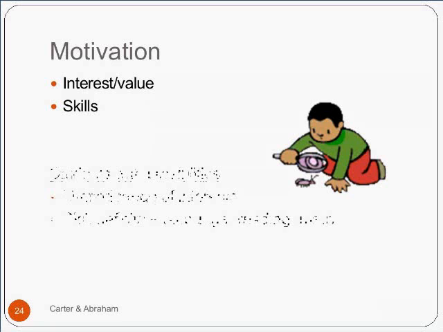Okay, the next topic is motivation. Your kids with disabilities will probably struggle with motivation for a couple of reasons. Motivation involves interest in valuing something as well as skills to be able to do that. You need both of these to be motivated to do something. If either one is lacking, kids are going to have issues with motivation.